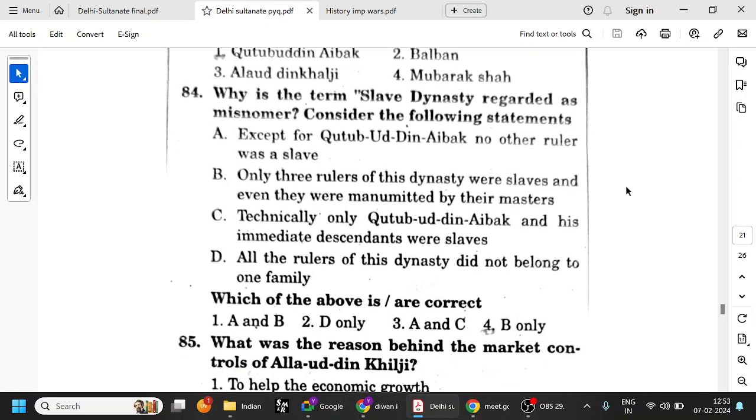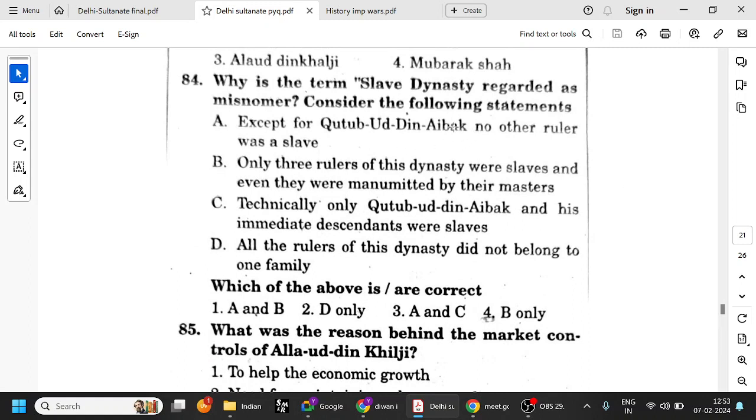So why is the slave dynasty considered a misnomer? Because except for Kutubuddin Aibak, no other ruler was a slave. Only three rulers of this dynasty were slaves, and even they were manumitted by their masters. That means they were released by the masters. Technically, only Kutubuddin Aibak and his immediate descendants were slaves. So all the rulers of this dynasty did not belong to one family. Which of the following is correct? So in this slave dynasty, Ghiyasuddin Balban does not directly belong to the family. So this is one thing we can say.